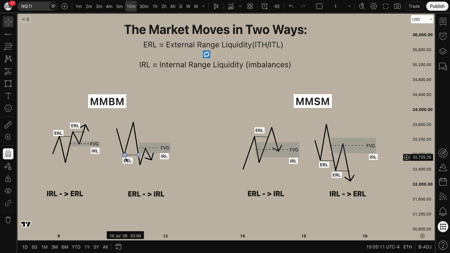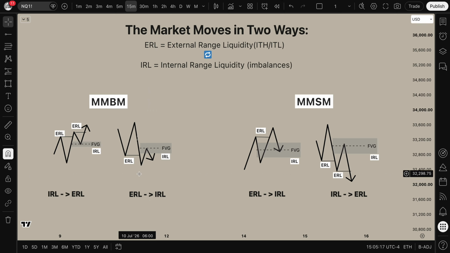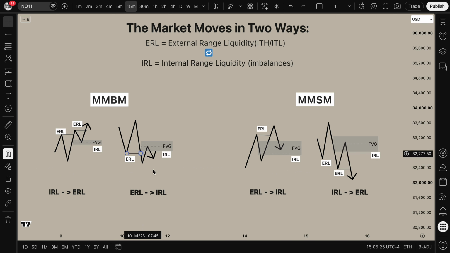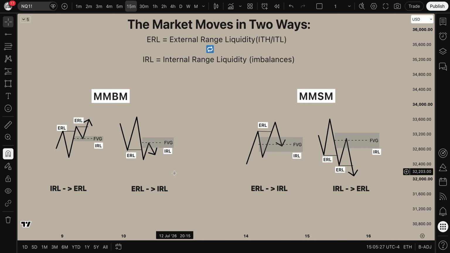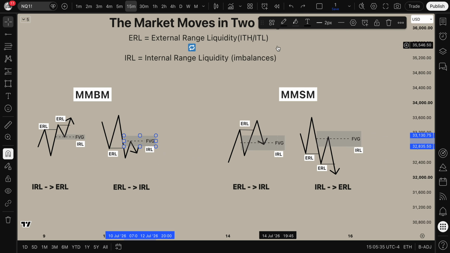Second scenario is ERL to IRL. You see here we do trade lower, takes out an old swing low. Generate a lower time frame buy model, trade back into this IRL in the form of a fair value gap. Price obviously has to rebalance imbalances going from external range to internal range liquidity.